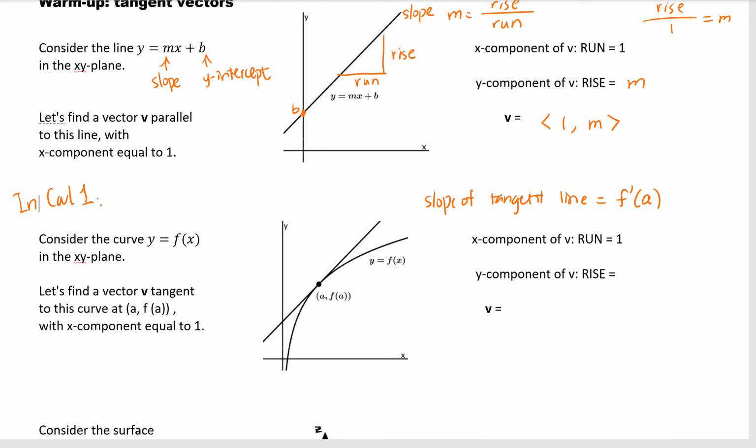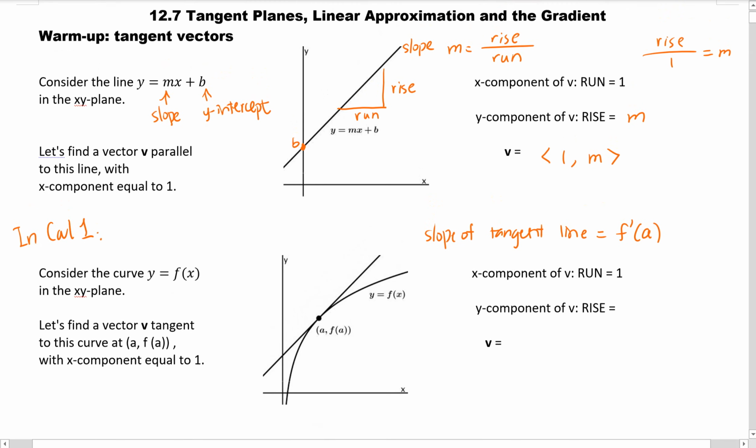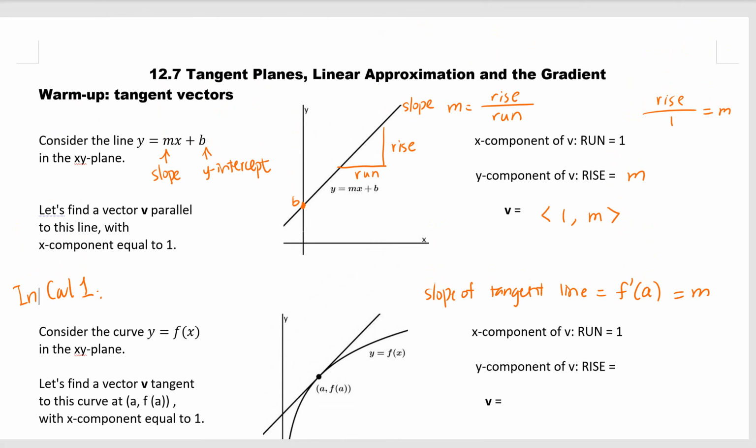So compared to our last picture, this is like the m, right? So the x component of v, the vector parallel to the tangent line, we have the run as 1, and then the rise is m, but m is f prime of a. Then what is the vector v? Well, that is 1 and f prime of a. So this is the vector v. So far so good, everybody?